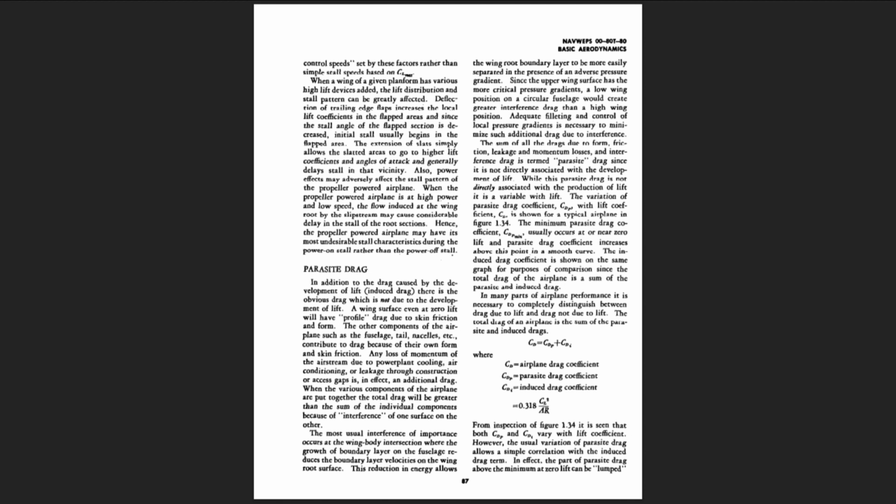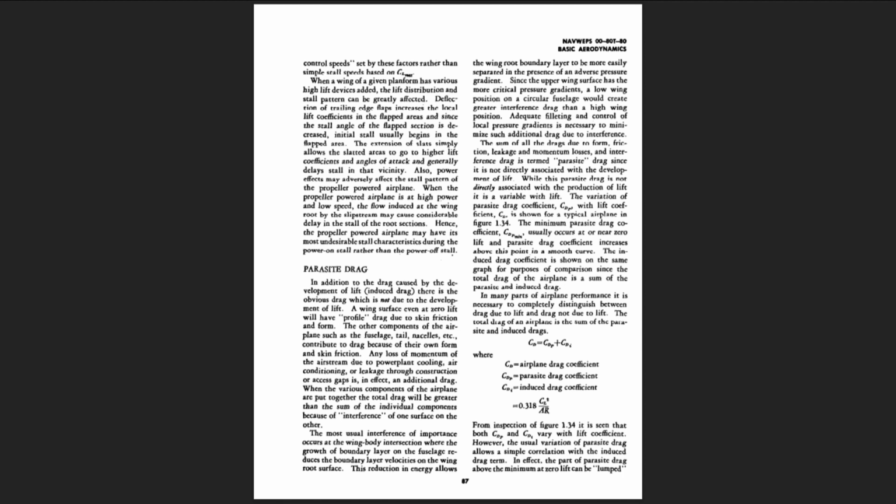The other components of the airplane such as the fuselage, tail, nacelles, etc., contribute to drag because of their own form and skin friction. Any loss of momentum of the airstream due to power plant cooling, air conditioning, or leakage through construction or access gaps is, in effect, an additional drag. When the various components of the airplane are put together, the total drag will be greater than the sum of the individual components because of interference of one surface on the other.